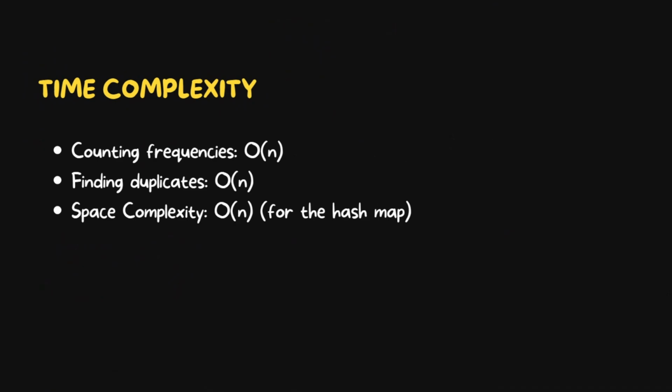Now, let's break down the time and space complexity. For counting frequency, it is O(n). We traverse the list once. For finding duplicates, it is O(n). Again, a single pass through the list. Space complexity is O(n). We use extra space to store the hash map, and in the case of duplicates, a set. These optimal complexities make hash maps a go-to solution for many coding problems.